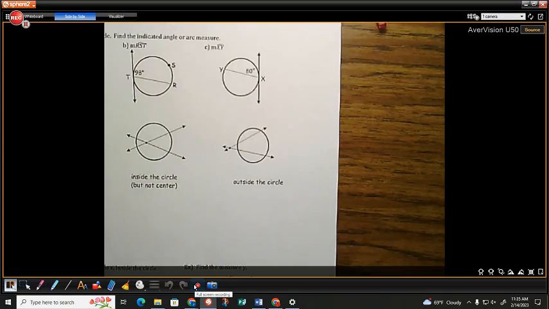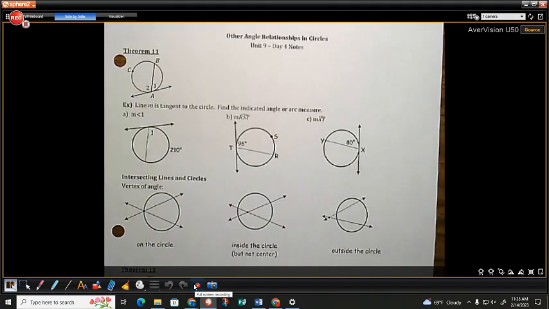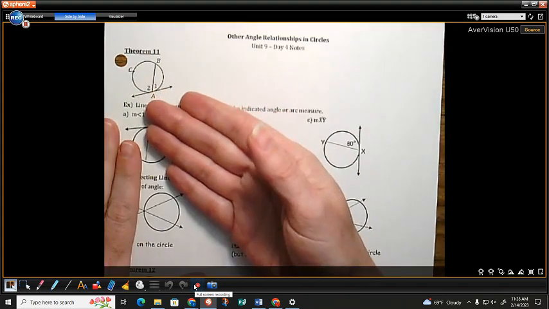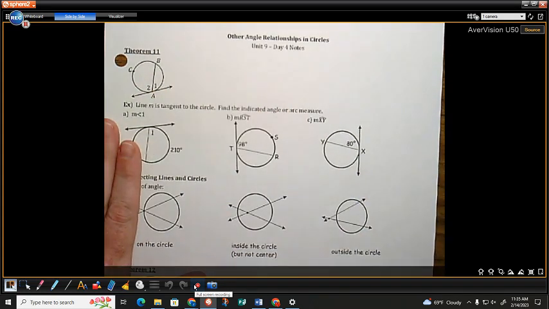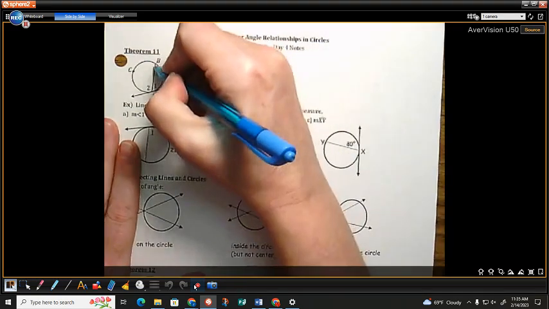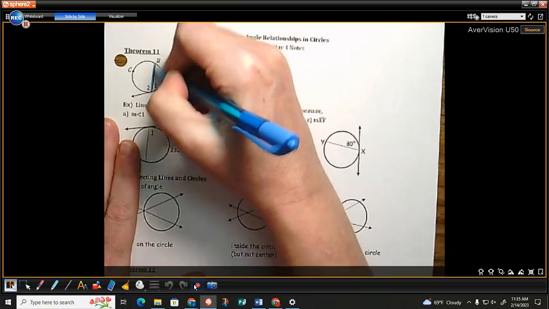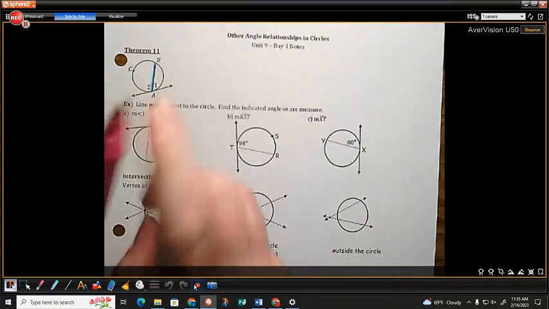Okay, so to start off, what do you see in the picture at the top? Circle. What is a circle? I see a chord. A chord. I do have a lovely chord right there. Tangent. Oh, a tangent. Those are fun too.